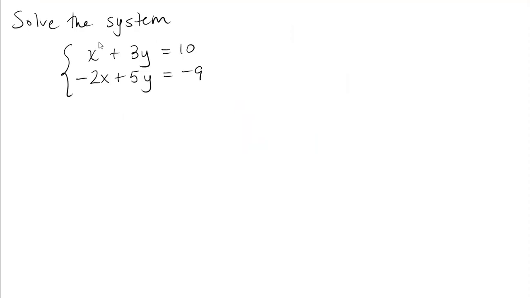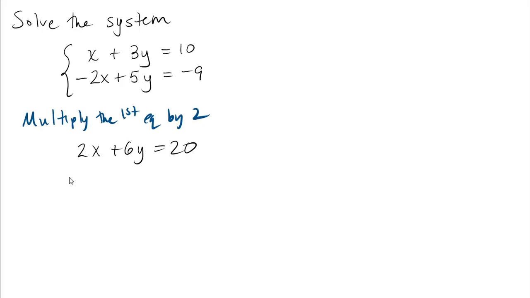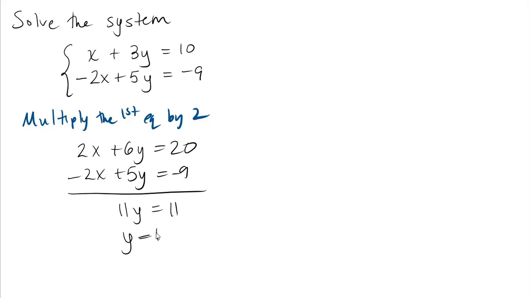So if I were solving this system using the elimination method, I would multiply the first equation by 2, and I would get 2x plus 6y equals 20, and negative 2x plus 5y equals negative 9, and then we would add those equations together to get a new equation, which would be 11y equals 11, and then we would solve for y equals 1, and then we could back substitute and solve for x, and we get x plus 3 times 1 equals 10, so x plus 3 equals 10, so x equals 7, and our solution is 7, 1.